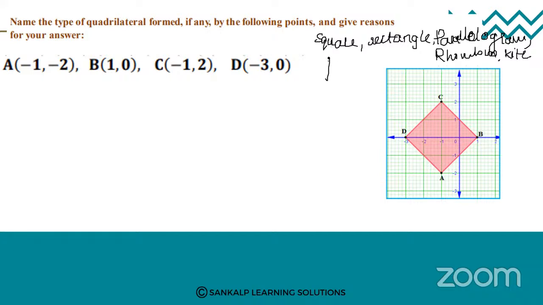So quadrilateral means basically it has four sides. Whether it may be a square, rectangle, parallelogram, rhombus, kite, whatever it is, it has four sides. For that reason only we have four coordinates. Now, see, if you draw these coordinates on the graph, it will be like this.